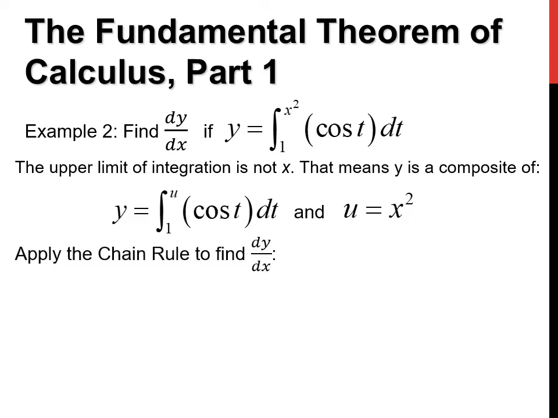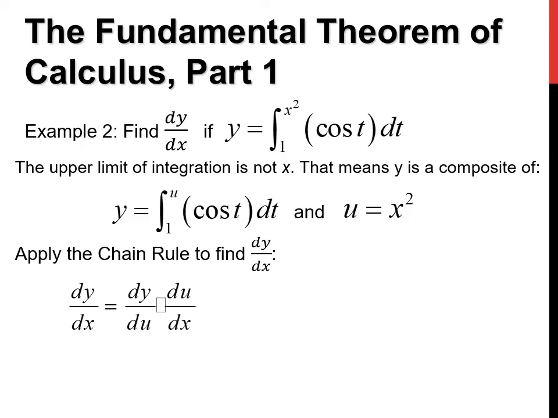So applying the chain rule to find dy by dx, we have dy by dx is equal to dy by du times du by dx. The symbol that appears as a box here is multiplication. I hope you remember the chain rule. Dy by dx is dy by du times du by dx.